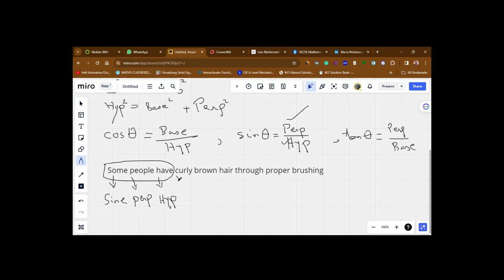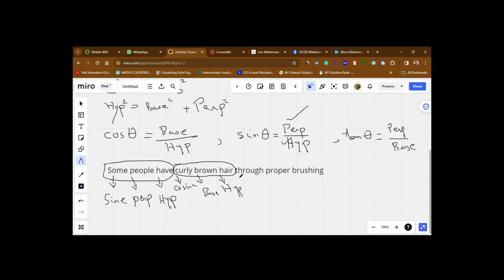Similarly, curly C is representing cosine. Brown B represents base. H here is representing hypotenuse. So cosine is equal to base upon hypotenuse. You can remember from here.